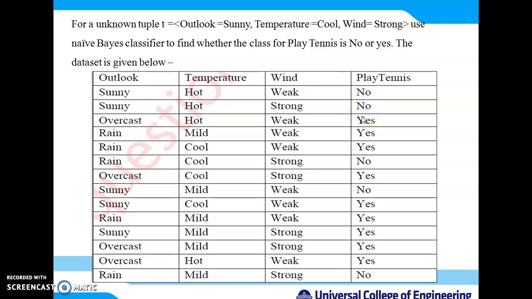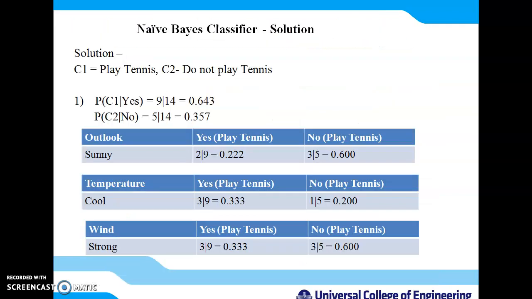Accordingly, we compute the probability for class yes and the probability for class no. How can we compute this? With the help of a simple formula. How many tuples are there for class 1? We have a total of 9 tuples. How many tuples are there for class 2? We have a total of 5 tuples. The total number of rows is 14. That's why the probability of class 1 is 9 by 14, which is 0.643, and the probability of class 2 is 5 by 14, that is 0.357.